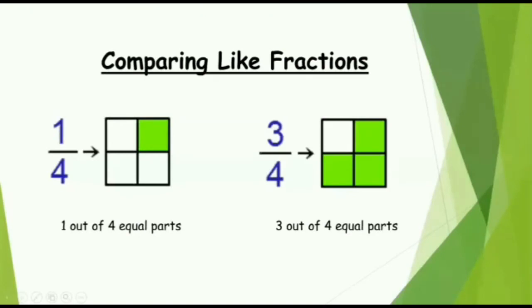Now, look at these squares. First square is representing the fraction 1 by 4. And the second square is representing the fraction 3 by 4. Means 1 out of 4 equal parts and 3 out of 4 equal parts. Now observe something very important. The denominators are the same in both the fractions, but the numerators are different, like 1 and 3.